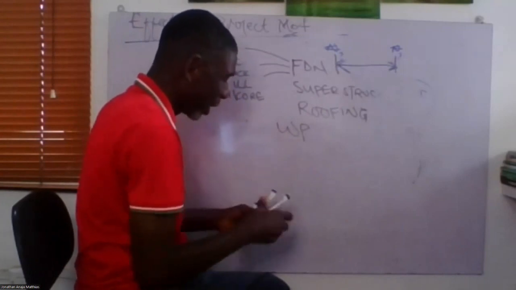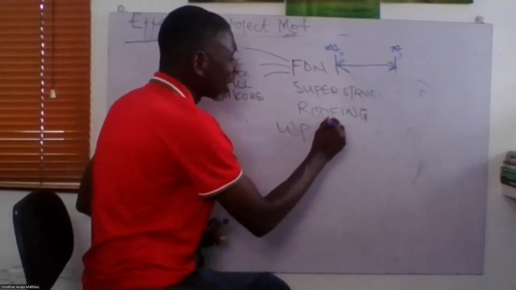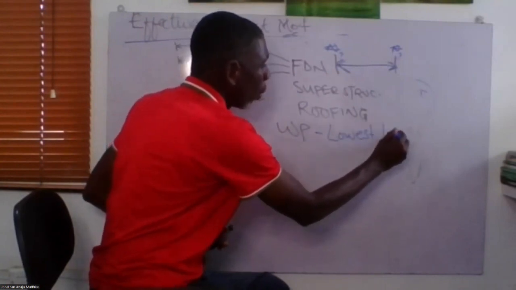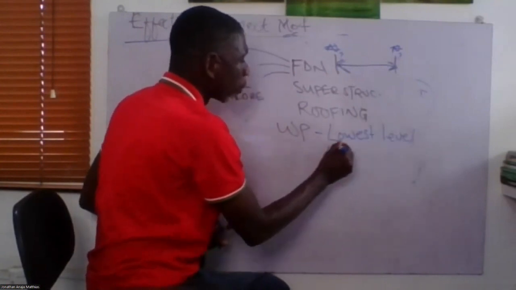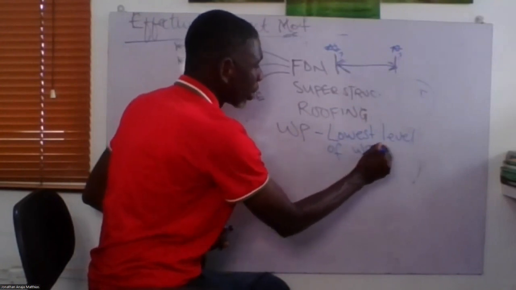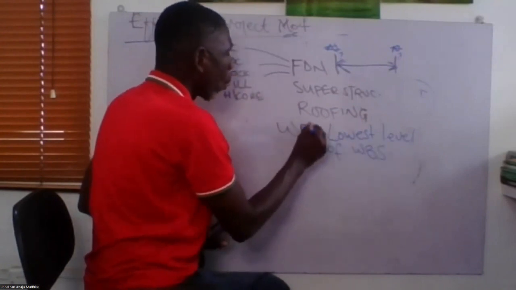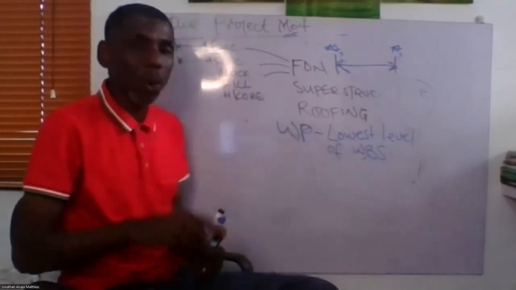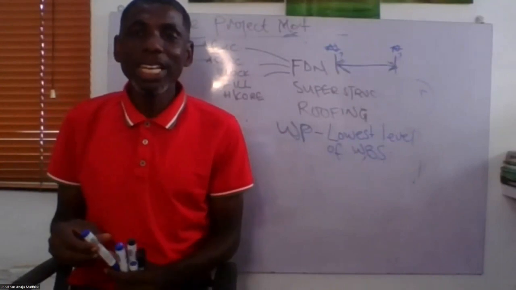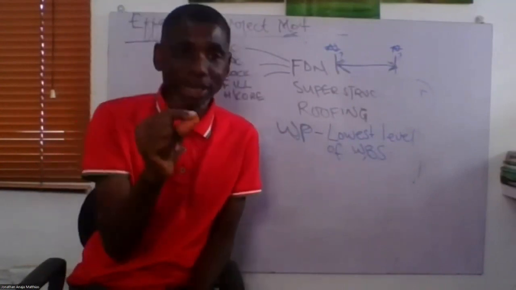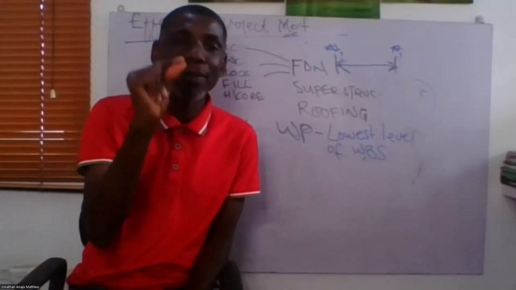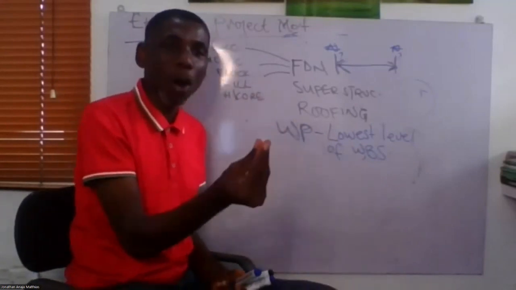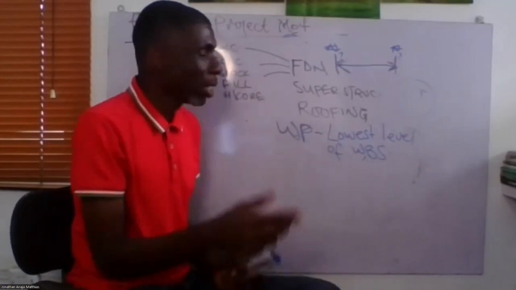Now, what is the work package? I said a work package is the lowest level of the WBS. Now, why do we need the WBS to get to the lowest level? We need to get to the lowest level because it is easier for you to cost or allocate time if you have broken it down to that small measurable part.